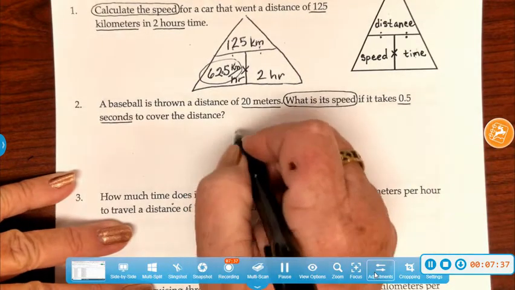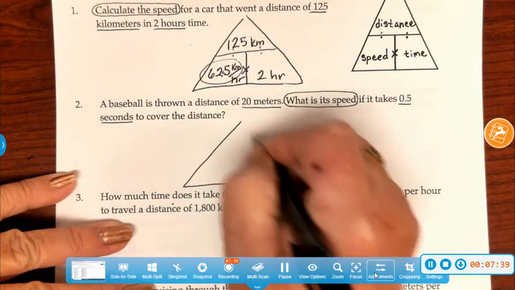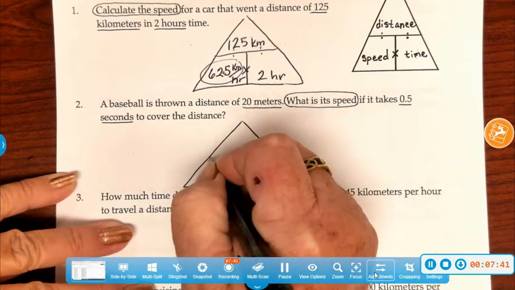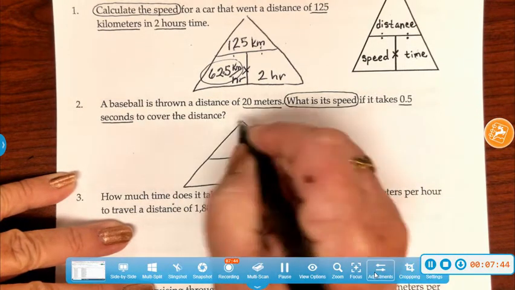Baseball is thrown 20 meters. What is that? Distance, speed, or time? Distance. 20 meters is a distance.